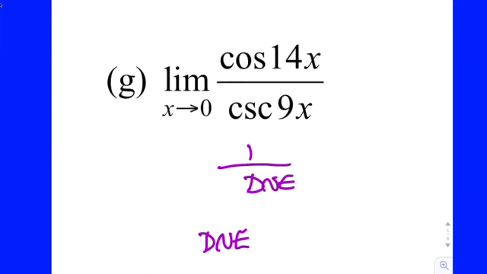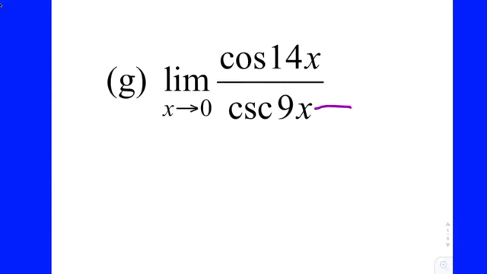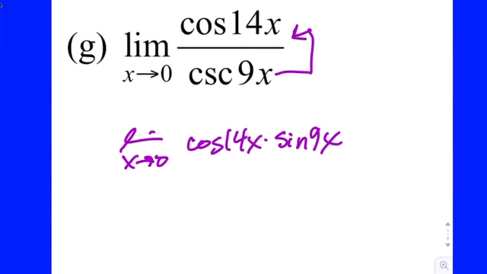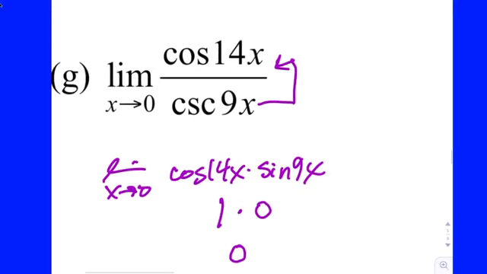Not necessarily. No. Let's do the same trick that we just did. Let's go ahead and bring the cosecant from the bottom to the top. So that becomes cosine of 14x times sine of 9x. And now use direct substitution. Cosine of 0 is 1. Sine of 0 is 0. And 1 times 0 is 0. So you could still get it from the first step.